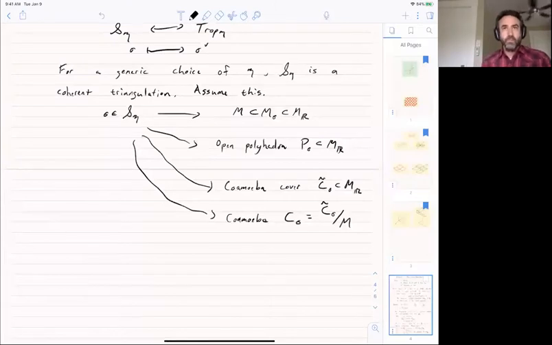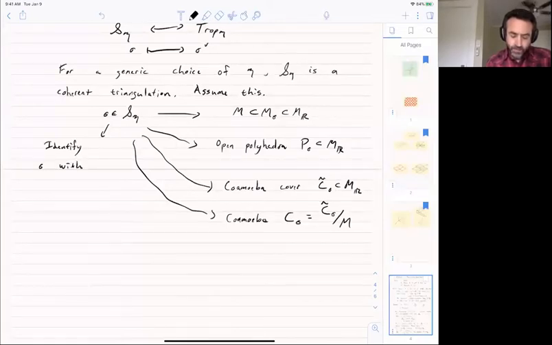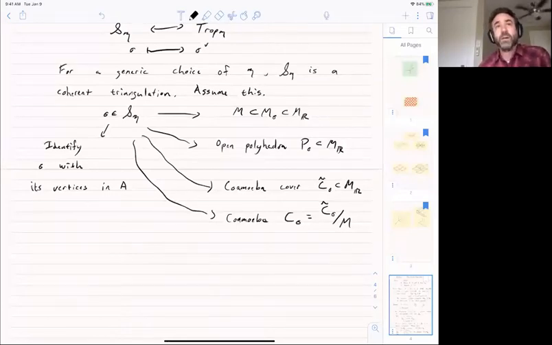All right, so in order to do this, I'll make an association. So I want to identify sigma with its vertices, and these are vertices in A. So I'll just think of sigma as a subset of A. It helps to think of it as an actual simplex, but we can make that identification. And then, okay, so now let's define all of these structures.